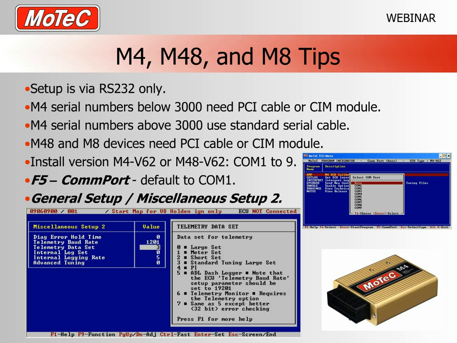Now, when you first launch these programs, you can hit F5 and that'll allow you to select which COM port you're going to use. Then when you're in these programs, to get to the RS232 settings or the telemetry settings, you go General Setup, Miscellaneous Setup 2. You can see on this screen we have a number of other parameters, but essentially what we're looking at are the telemetry baud rate and the telemetry data set.